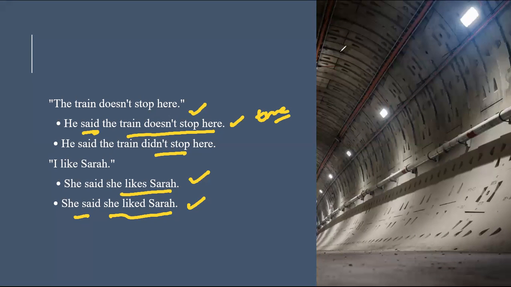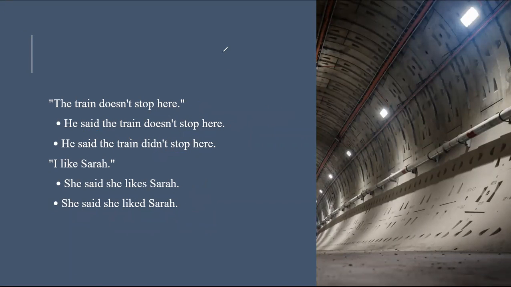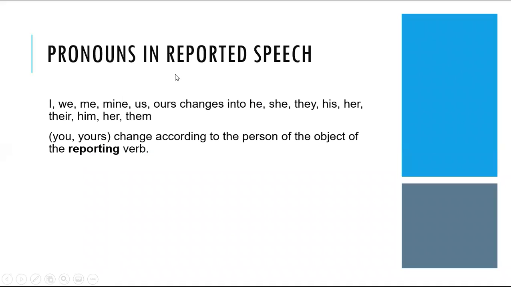Okay, finally, we have something to talk about: pronouns. Pronouns in reported speech: I, we, me, mine, us, ours change into he, she, they, his, her, their, him, her, them. So this category gets changed into this one. Keep this in mind. You and yours change according to the person of the object of the reporting verb.